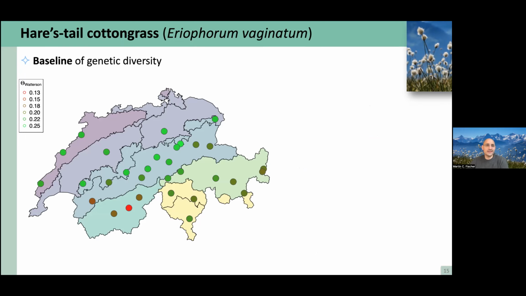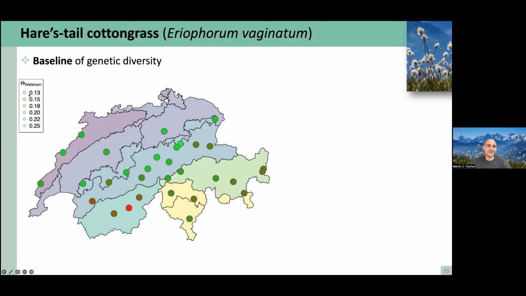So if we now really dig into genetic diversity, what I present to you here is really the baseline of genetic diversity. This is not really a change in genetic diversity, but the current status of genetic diversity of the cottongrass in Switzerland. And these are the 30 populations we have sampled.